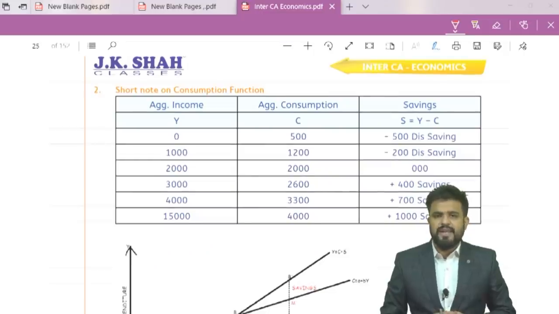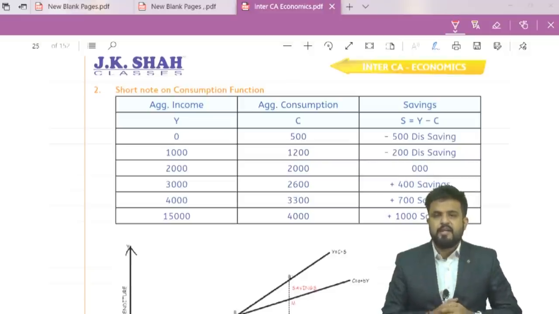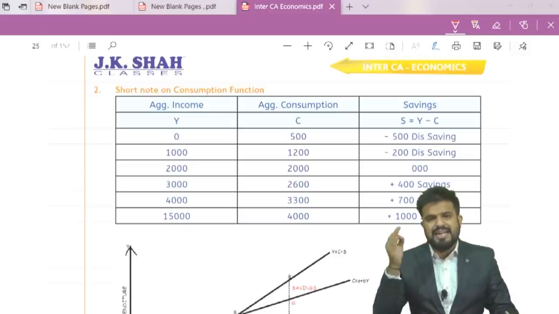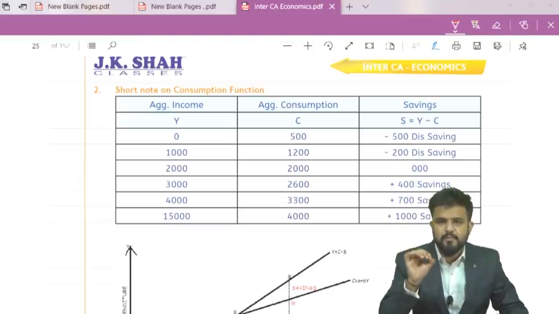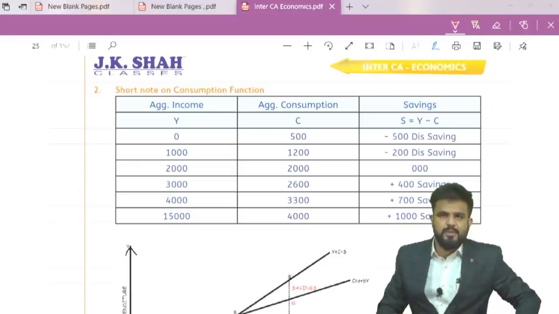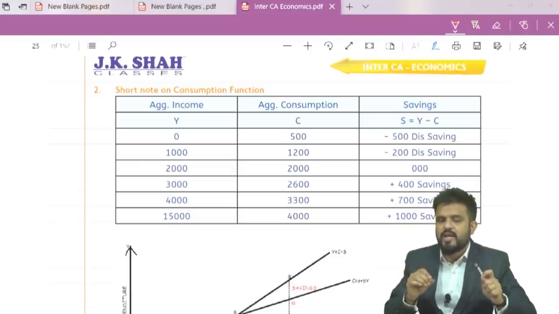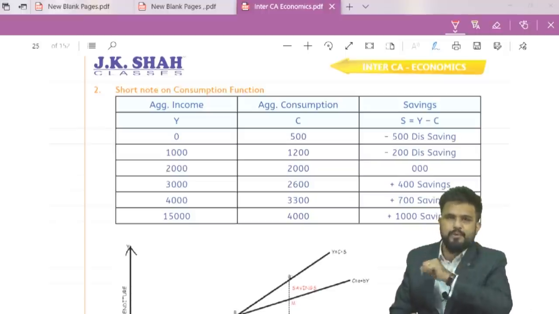Moving to the next question, that is, what is consumption function? So students, two questions back to back we will do. What is consumption function, and second, what is savings function? Now first of all, please understand, consumption means nothing but the act of using goods and services. So the moment you purchase, the moment you start using any goods or services, that is the act of consumption.